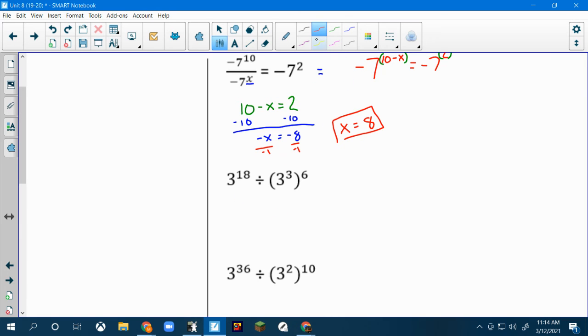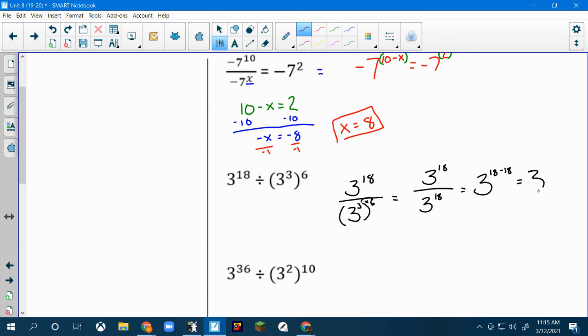Let's look at this one. This is 3 to the 18th divided by 3 to the 3rd to the 6th. So a couple things we need to do here. 3 to the 18th stays on top. Divided by 3 to the 3rd to the 6th, we need to multiply our 6 and 3. So we're going to get 3 to the 6 times 3 is 18. Now we have a division problem. Now we're going to do 3 to the 18 minus 18, which equals 3 to the 0.